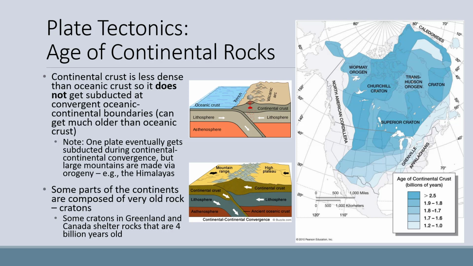Some parts of the continents are composed of very old rocks. These are known as cratons. Some cratons in Greenland and Canada shelter rocks that are 4 billion years old. The map on the right shows some cratons in North America, and some areas are older than 2.5 billion years, and this also includes the rocks that are 4 billion years old.